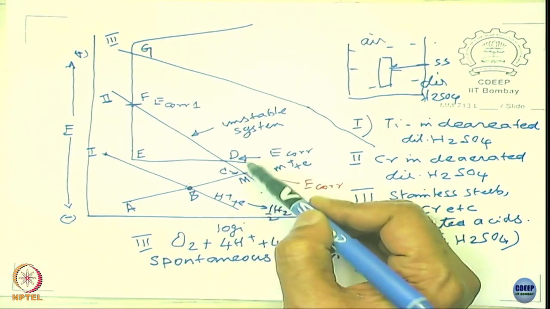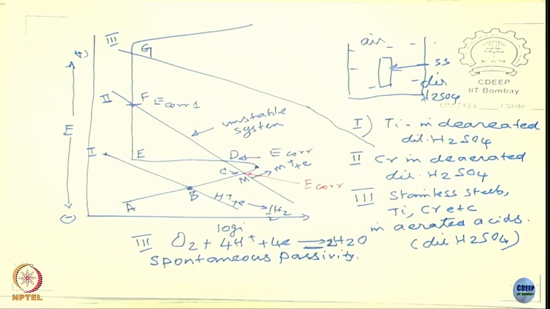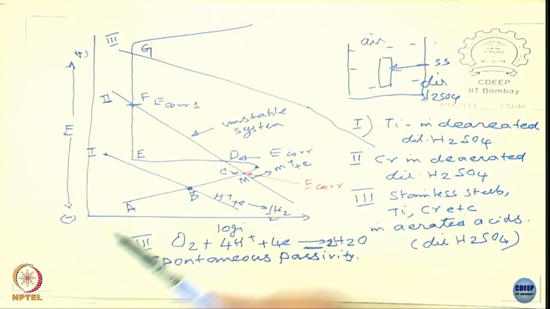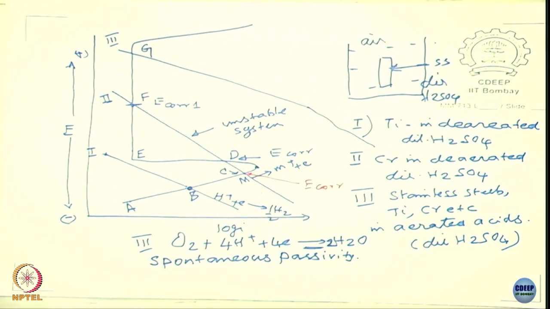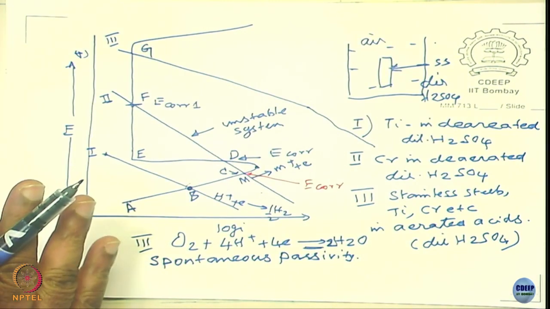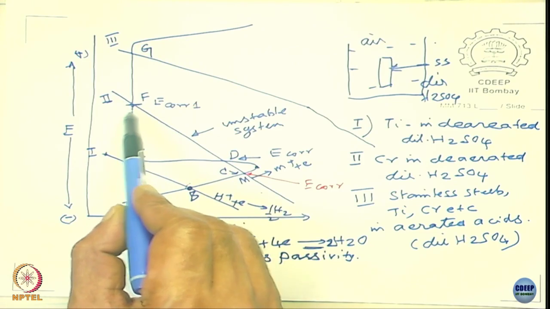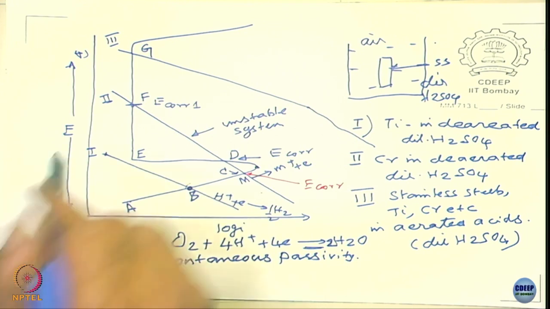So, you will see that this system sometimes exhibits two ECOR values, an ECOR value of this and an ECOR value of this, whereas system 3 and system 1 would always show only one ECOR value. And I would probably show you at a later time, when we talk about experimentation, how these systems indeed show two different ECOR values when you carry out an experiment, because the system is not becoming totally stable because of the poor cathodic kinetics for this system.